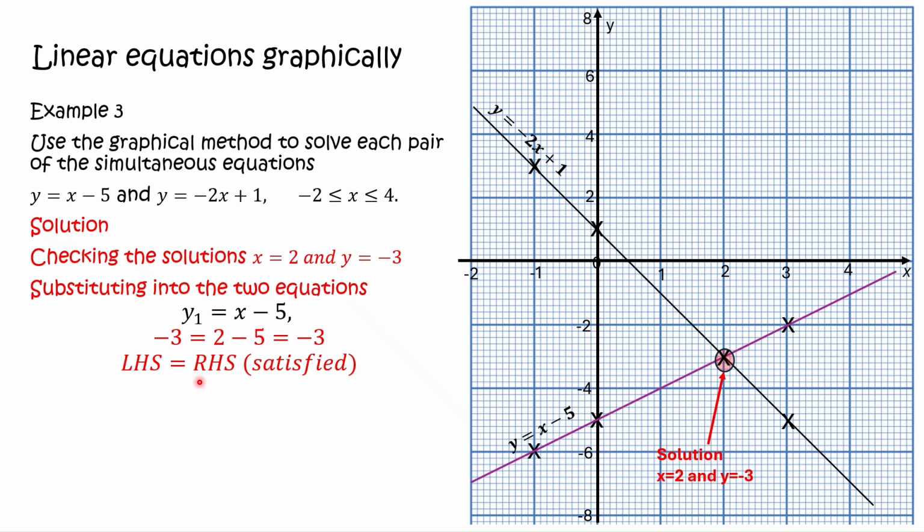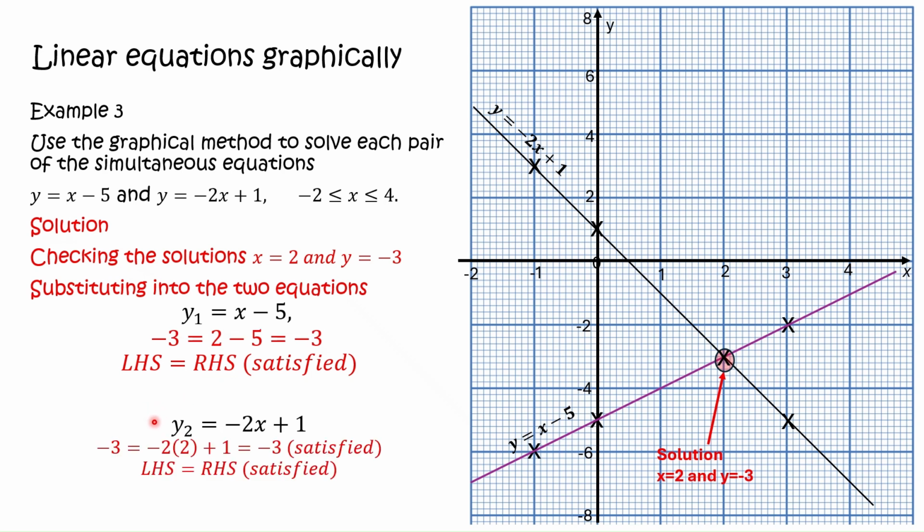So let's check the second equation as well. For the second equation, y2, we have minus 2x plus 1. So where we have x, we are substituting that with a 2, so that we have minus 2 times 2 plus 1. That should give us a minus 3. So that is the same thing we have on the left hand side as well. So that satisfies what we have. So those two are the set of solutions that we are actually looking for.